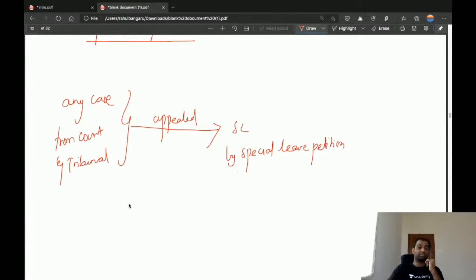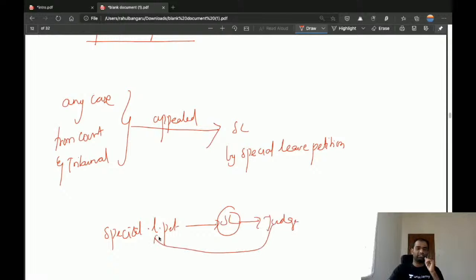So what happens is that a person will file a special leave petition before the Supreme Court, and a judge of the Supreme Court will review this special leave petition. But in review, what will he do? He will examine whether this particular case is fit for appeal in the Supreme Court or not.